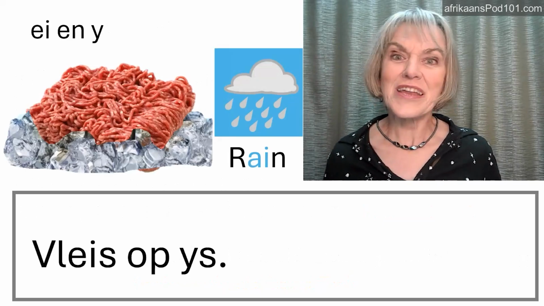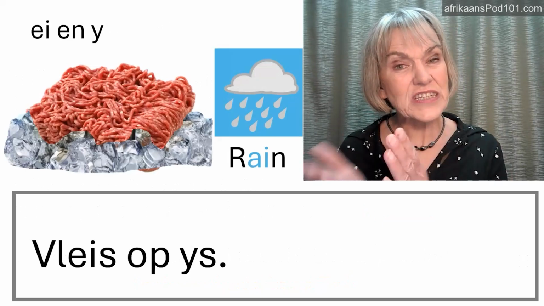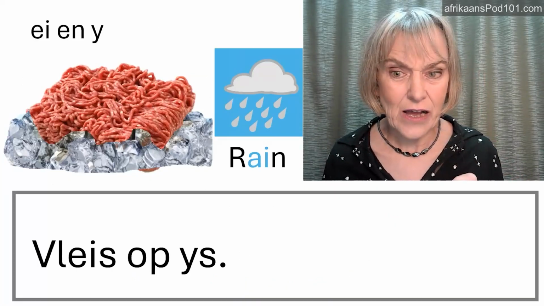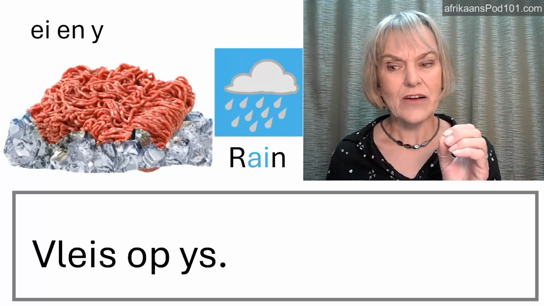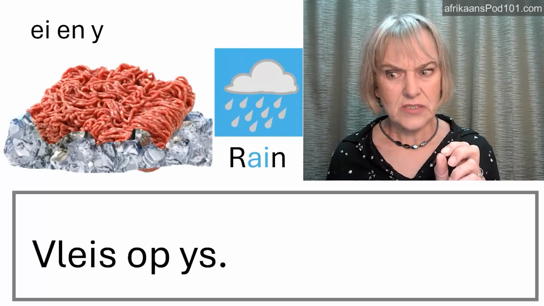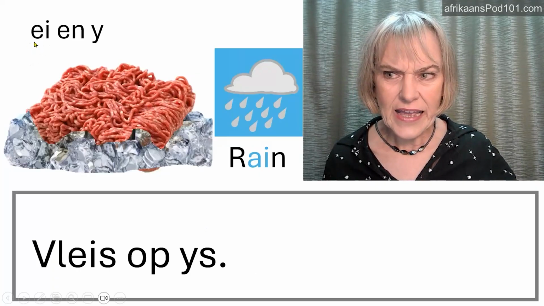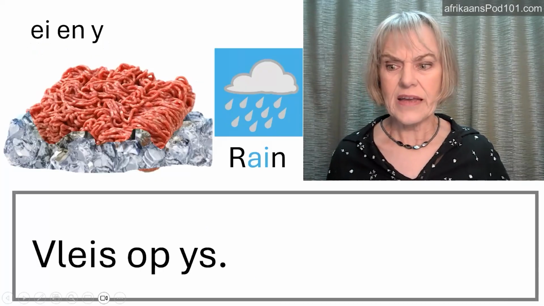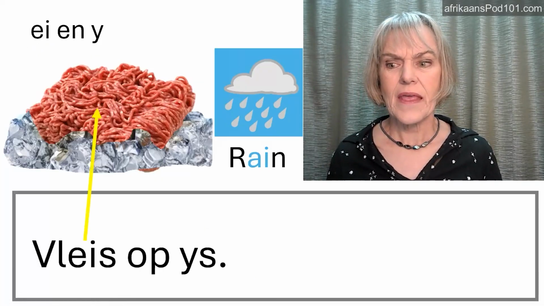Right, now we're going to do a little bit of spelling. Remember we had skei, jukskei. Now there are two ways of spelling the A sound. There are many ways in English, but the A sound, two ways in Afrikaans. As you can see here, vleis, you're going to spell it with an EI, A, or just a Y. Okay, so vleis op ys, meat on ice, there it is.